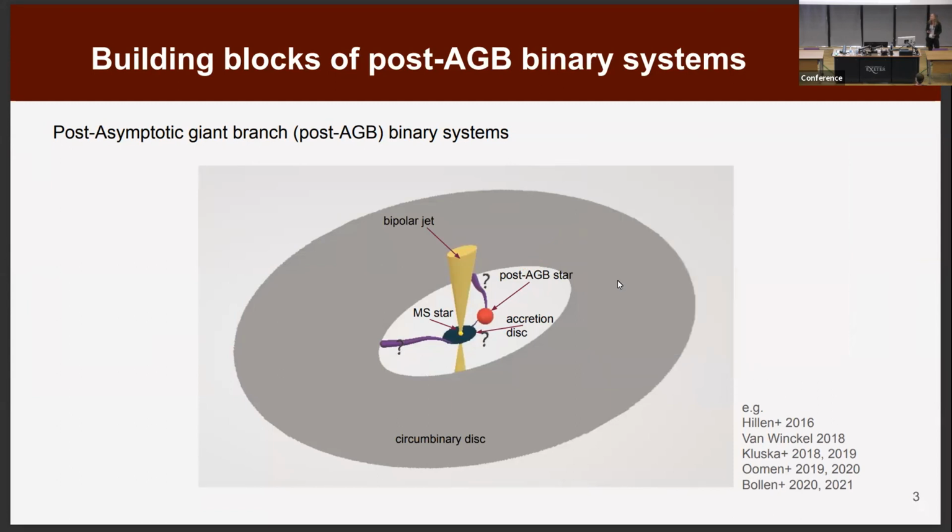The main sequence star is surrounded by an accretion disk from which some bipolar jets are launched. The system is surrounded by a circumbinary disk. There's observational evidence that there's continuous interaction between the circumbinary disk and the central binary, and I indicated this here with the purple streams. And I'm interested in the structure and evolution of the circumbinary disk.